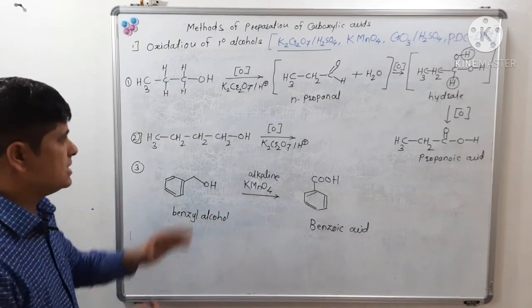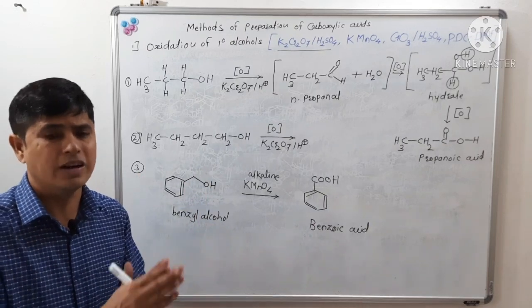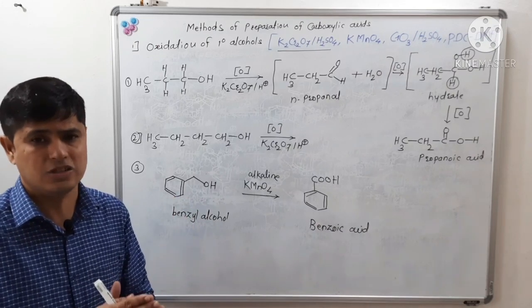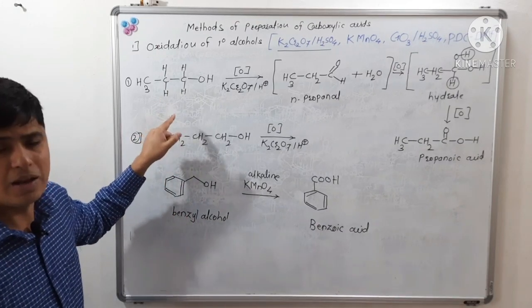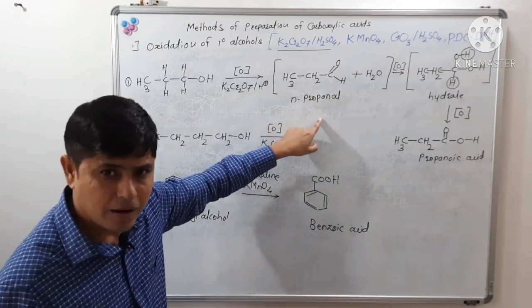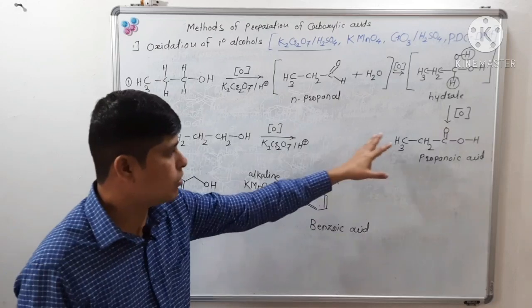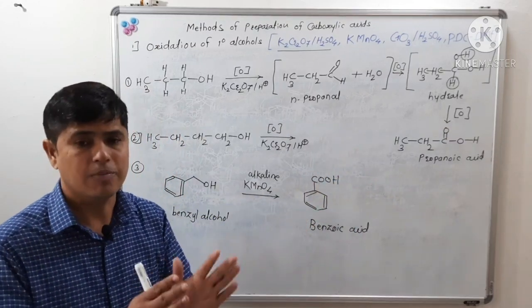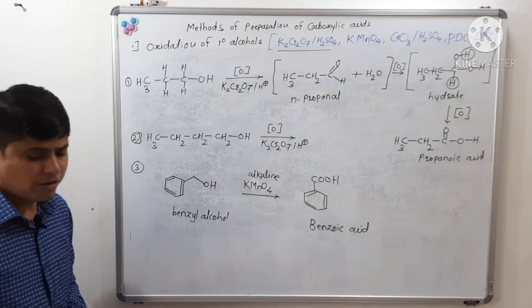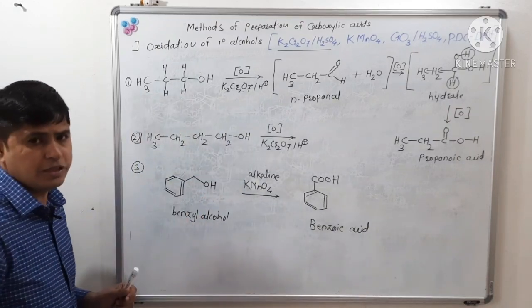If you remember, this oxidation reaction, the preparation of carboxylic acid, we have already discussed in the chapter on alcohols. Under the reactions of alcohol, we have seen that primary alcohol can get converted into carboxylic acid via an aldehyde intermediate and a hydrate intermediate. So this is the first method, oxidation of primary alcohol. I hope you have understood this.